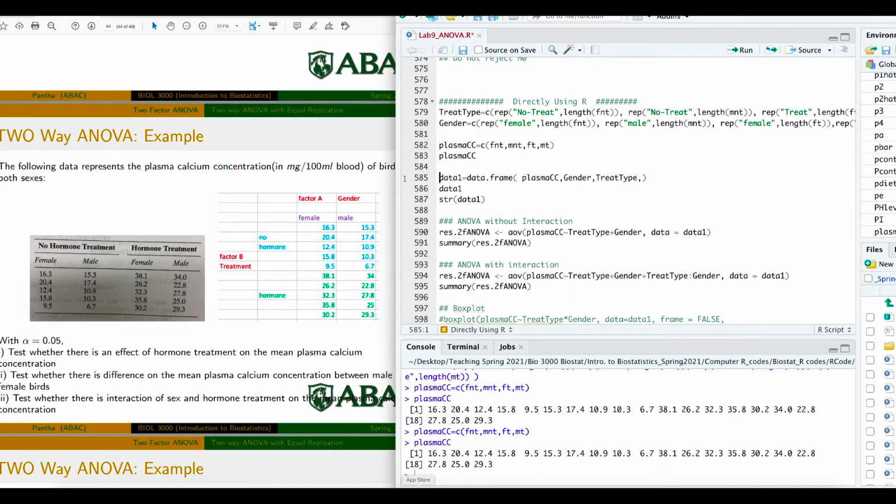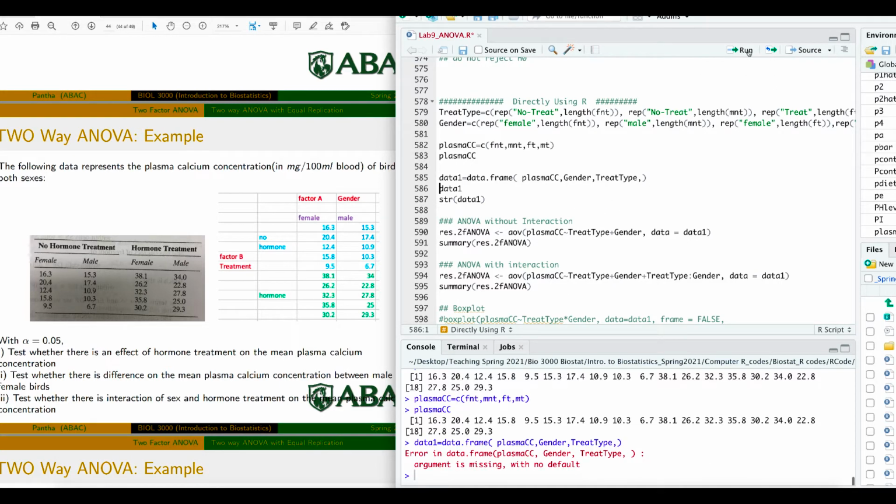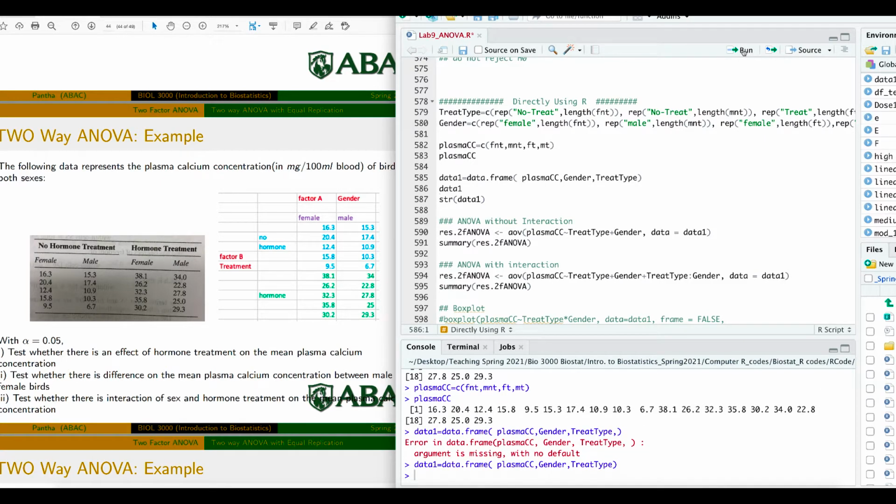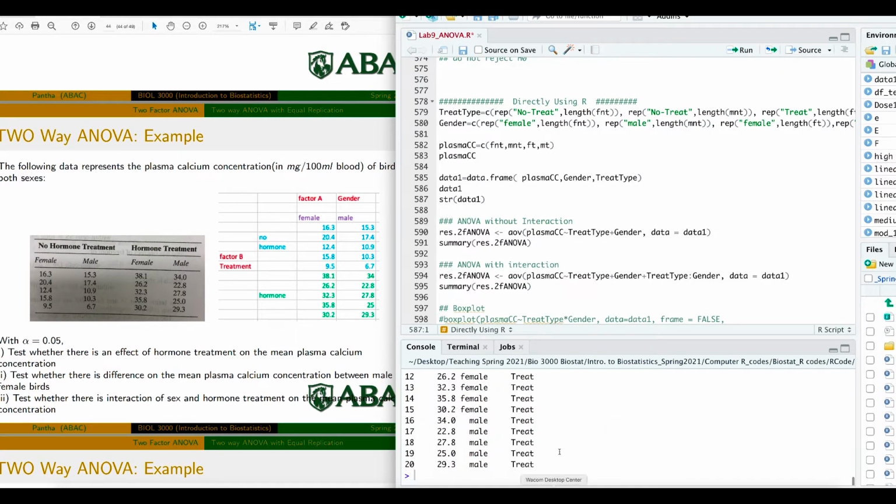Now we want to put all these 3 things in a column format. That is, we will be using data.frame. Plasma CC is that; all these things will be along the column. And then gender is male, female, male, female. That is the factor A. And then treatment type is the factor B. That is treated, no treated, like that. Okay. Let us see how that looks. So what it says is error. Oh, there is a comma there. So R doesn't like a comma with nothing after it. So that's what the data is.